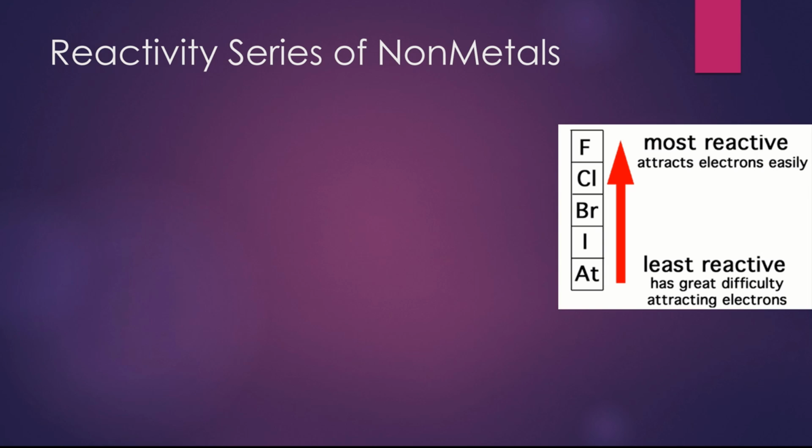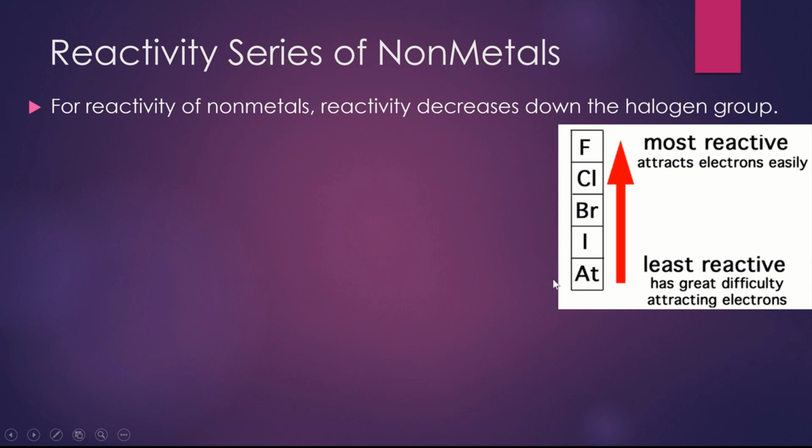Nonmetals also have a reactivity series. It's not listed on the back of the periodic table, but it's on the front. For the most part, the nonmetals you have reacting will always be your halogens. So how reactive they are is simply the order that they appear on the periodic table. Fluorine's up at the top. He is the most reactive, followed by chlorine, followed by bromine, followed by iodine, followed by astatine.